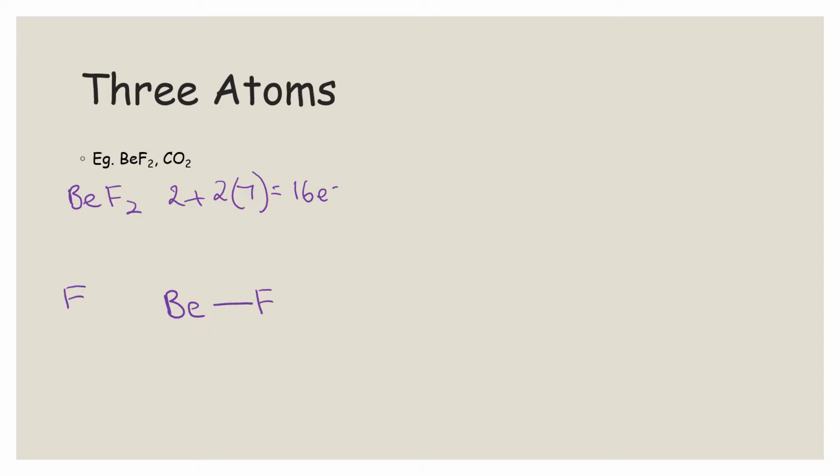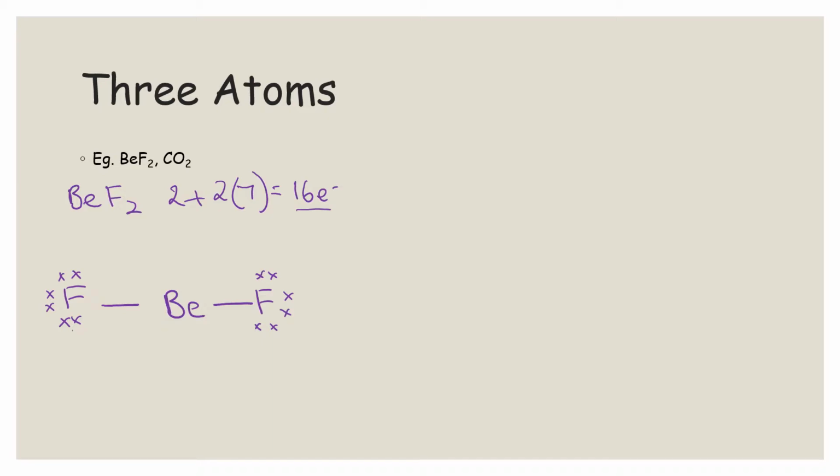Start with a single bond. Complete the octets for the outer atoms. Check the electron count, 2, 4, 6, 8, 10, 12, 14, 16, which is 16 electrons. Now beryllium is special, it's non-octet and wants a total of 4 electrons around it, and you can see it's got 2, 4, so its electron dot diagram is finished.